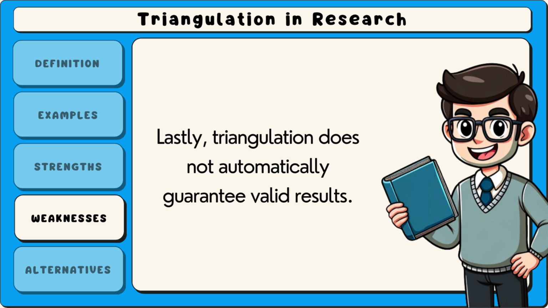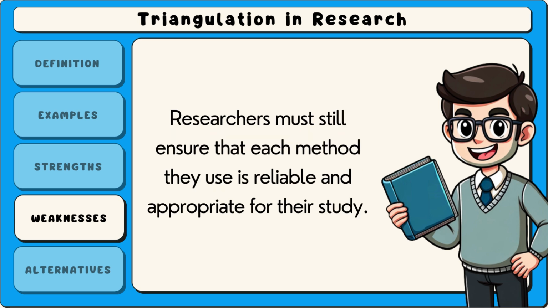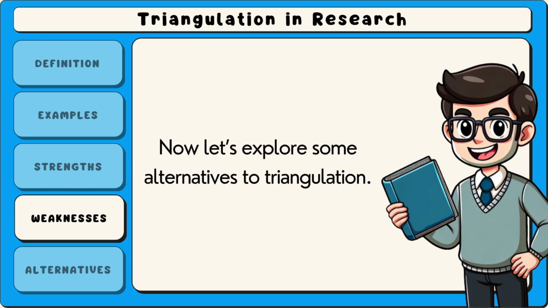Lastly, triangulation does not automatically guarantee valid results. If the individual sources of data are flawed, simply combining them will not fix the problem. Researchers must still ensure that each method they use is reliable and appropriate for their study. Now let's explore some alternatives to triangulation.